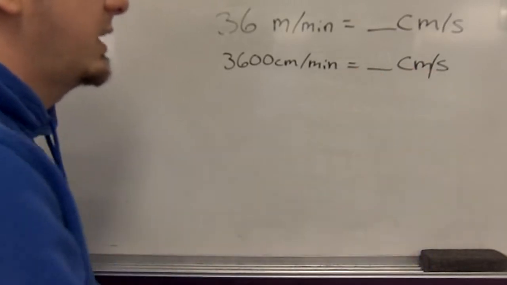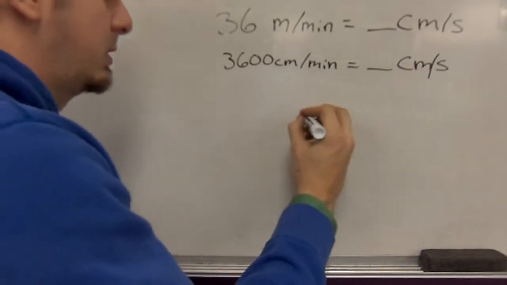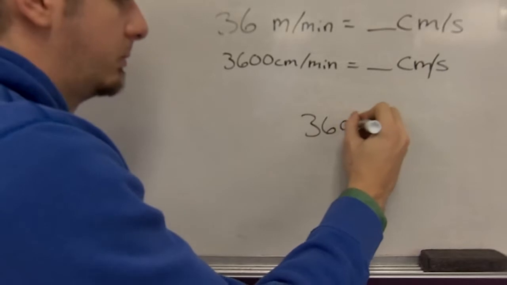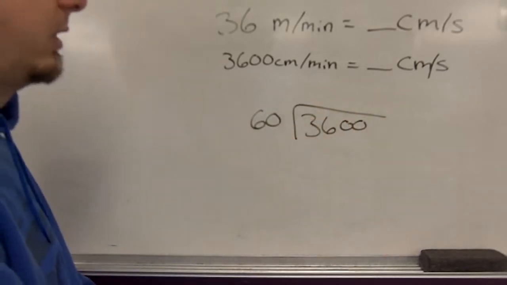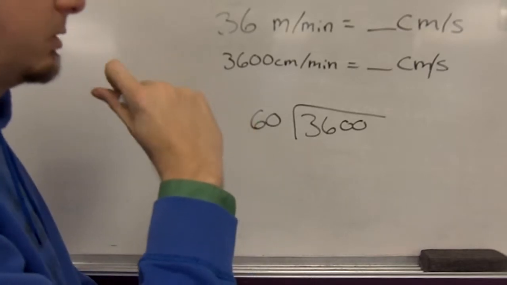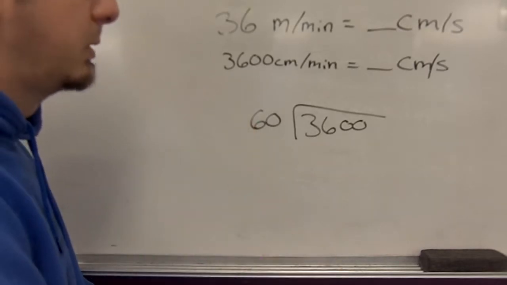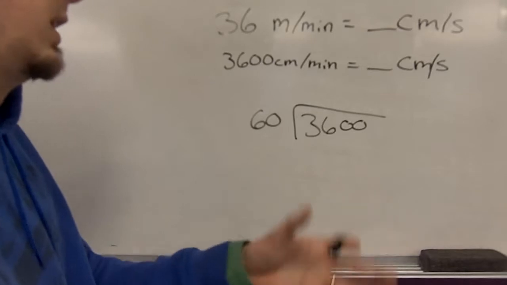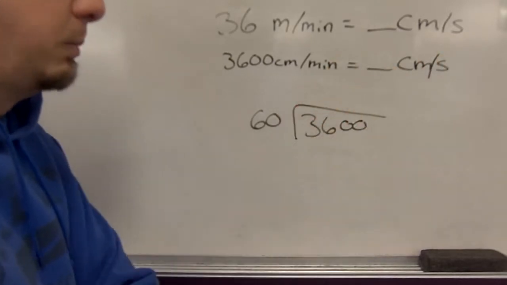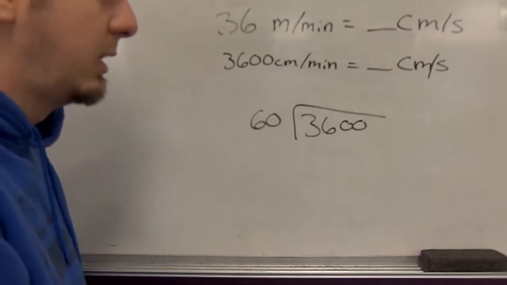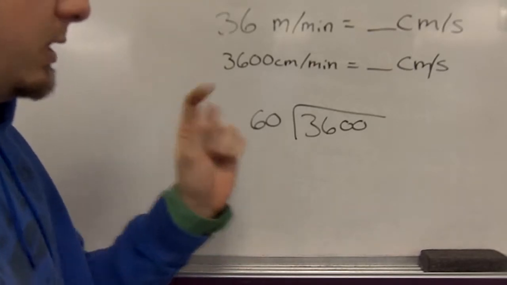There are 60 seconds in a minute. So I'm going to take 3,600 and divide it by 60. And that will tell me how many centimeters I went in 1 second, because there are 60 seconds in a minute. So I'm going to take the number of centimeters I went in a minute, split it into 60 equal pieces, and that will represent how many centimeters I went in 1 second.